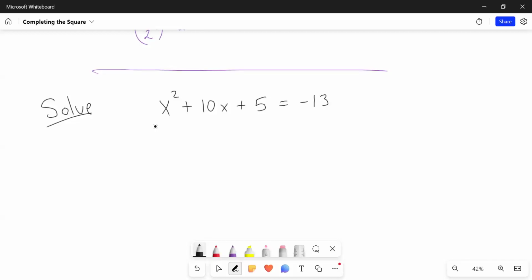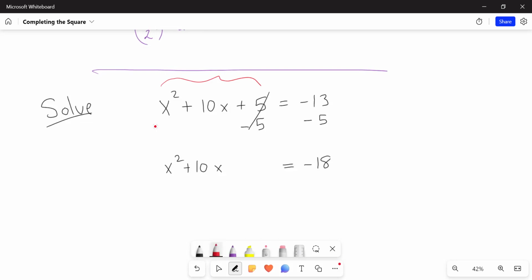Now, the issue with this, and you can remember from the previous example, is that this left-hand side is not a perfect square. We want to make it a perfect square. And so the way we do that is we first get rid of the constant term. We're going to subtract 5 from both sides, and we get x squared plus 10x, and then I'm going to leave a blank space, equals, in this case, negative 13 minus 5, negative 18.